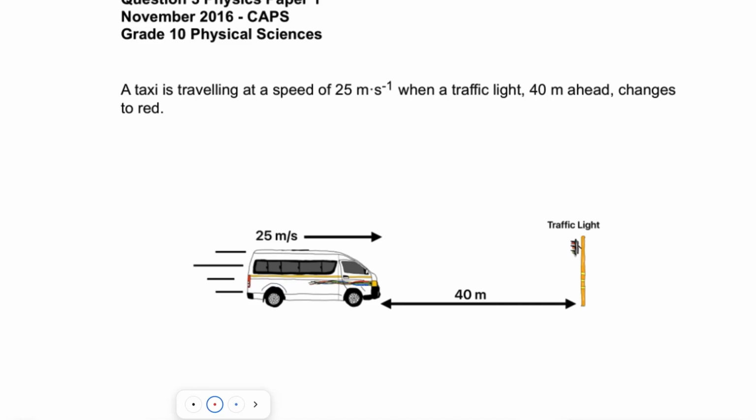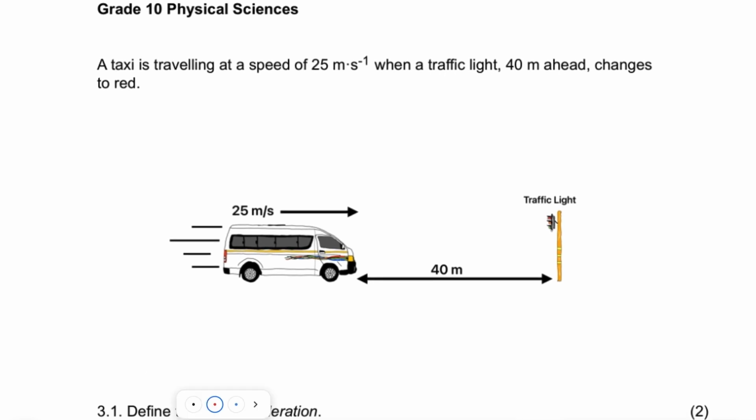A taxi is traveling at a speed of 25 meters per second when a traffic light that is 40 meters ahead changes to red. This diagram shows what's happening here. We have the taxi and the traffic light. The distance between them is 40 meters and the taxi is moving towards the traffic light at a velocity of 25 meters per second. This is the diagram that we will be using for this question.